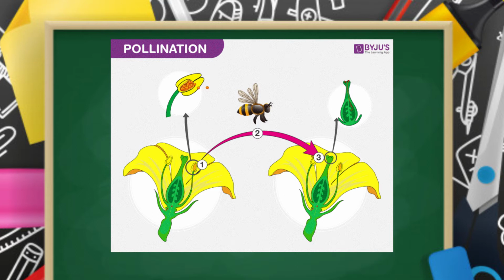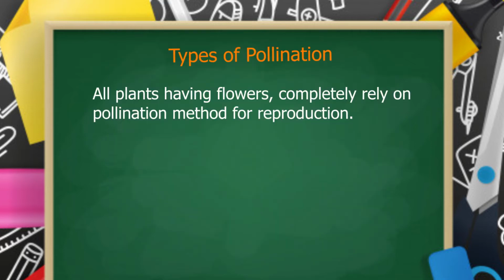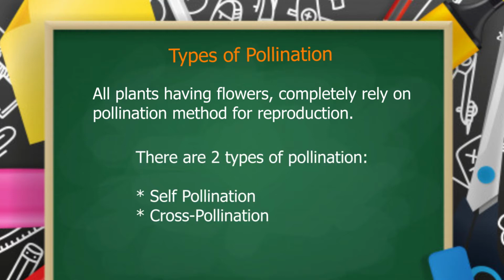Here we're having pollination taking place, where the bee is taking the pollen grain from one flower to another flower. Types of pollination. All plants having flowers completely rely on the pollination method for reproduction. And there are two types of pollination. We have self-pollination and we have cross-pollination.